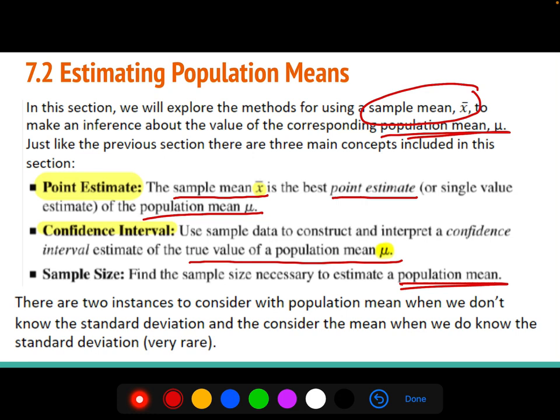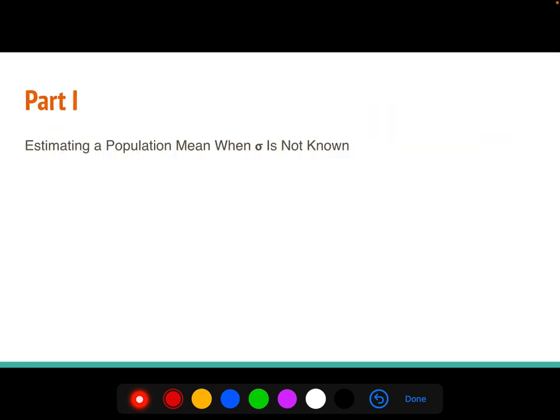And then there are 2 instances we have to consider in this unit: where we know the population standard deviation and where we do not know the standard deviation. The case where we do know the standard deviation is actually very rare. So 2 cases. Part 1: this is when we estimate a population mean when sigma is not known.